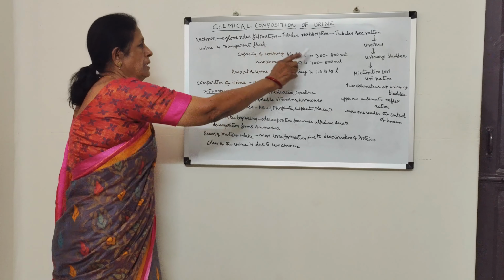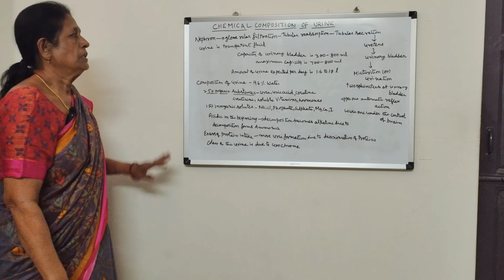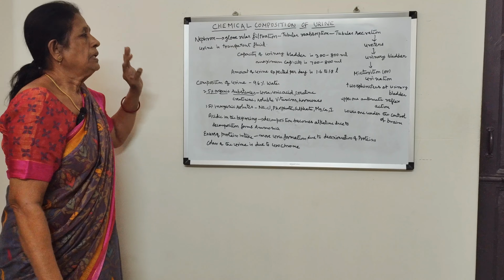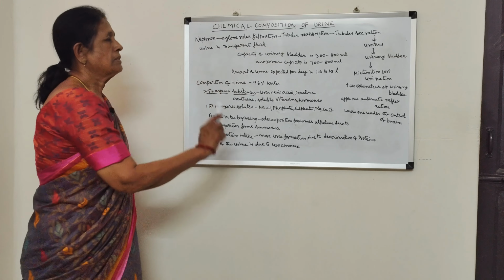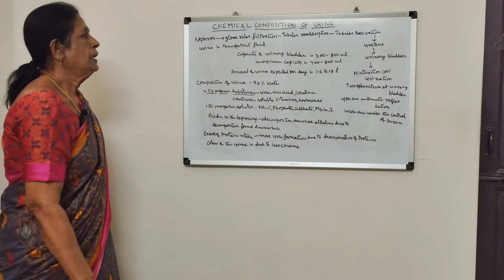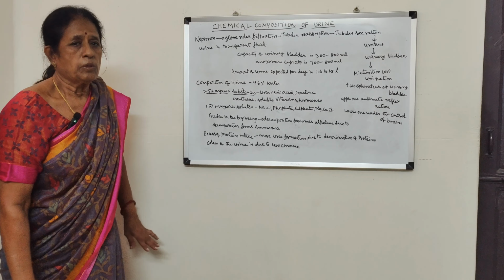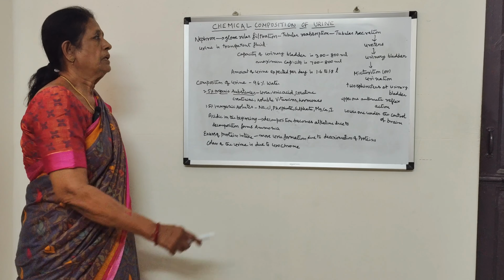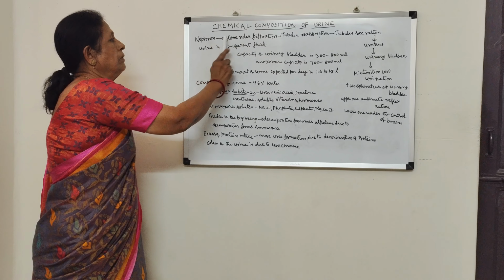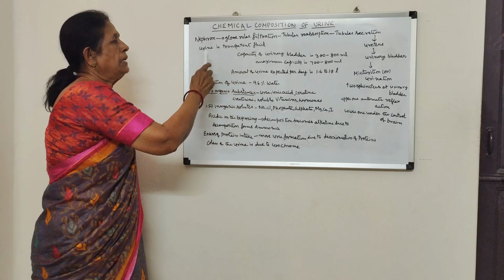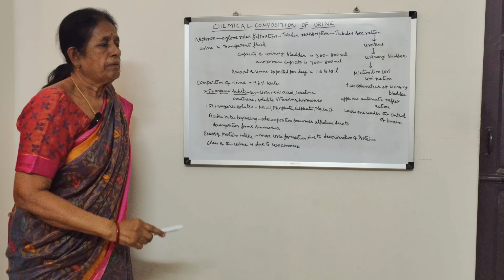Okay, so this is the chemical composition of urine. Shall I repeat again? So in the nephron, first of all, nephrons are the structural and functional units of kidneys. Each kidney contains more than 1 lakh nephrons. Each nephron has different parts, and filtration is done at different steps.